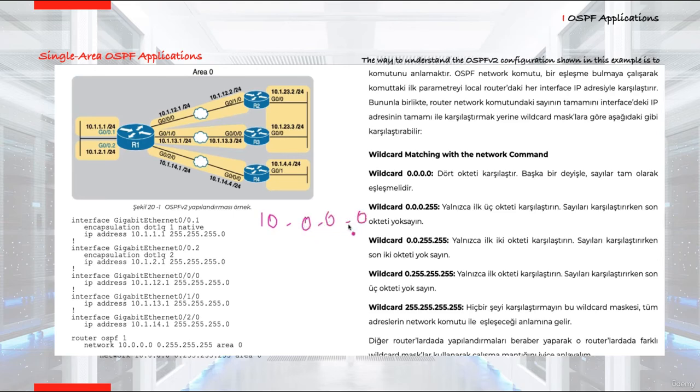Let's do another example, which is 10.0.0.0. The default subnet mask of this is 255.0.0.0. On it we write 255.255.255.255. Now we take them out and find our wildcard. We found it to be 0.255.255.255.